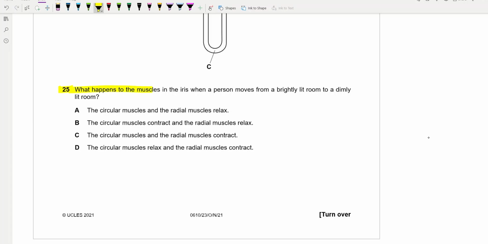Question number 25. What happens to the muscles in the iris when a person moves from a brightly lit room to a dimly lit room? Option A. The circular muscles and the radial muscles relax, which is wrong as the radial muscles do not relax. Option B, the circular muscles contract and the radial muscles relax, which is wrong as both are opposite. Option C, the circular muscles and the radial muscles contract, which is wrong because the radial muscles relax. Option D, the circular muscles relax and the radial muscles contract. So the correct option would be option D.